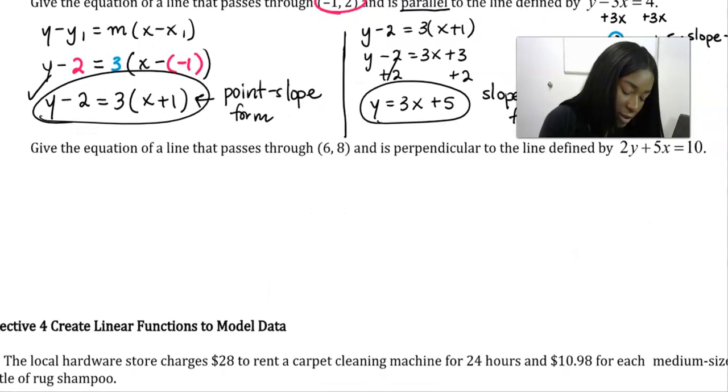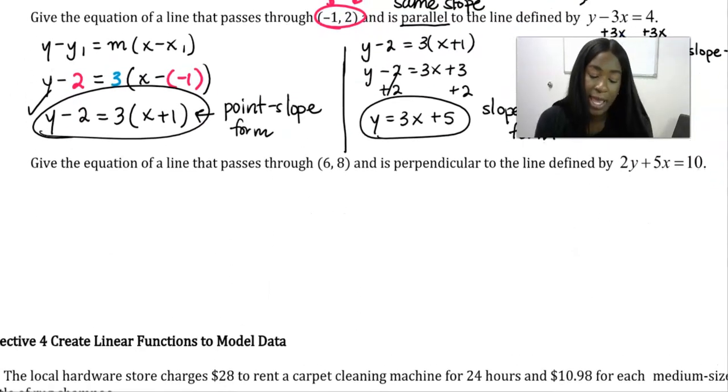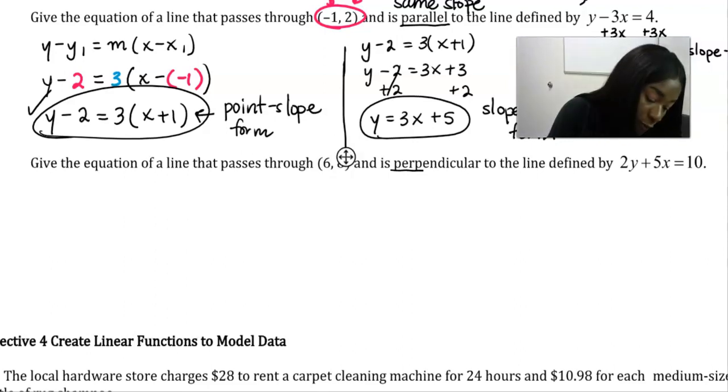Now let's look at example 9. Find the equation of a line that passes through the point (6, 8) and is perpendicular to the line defined by 2y plus 5x is equal to 10. We still need to go and find the slope of the line that they gave us, because they told us that we want to be perpendicular.